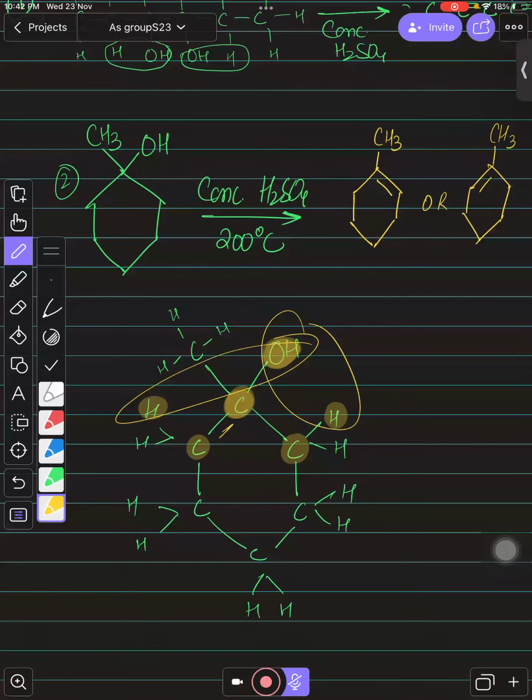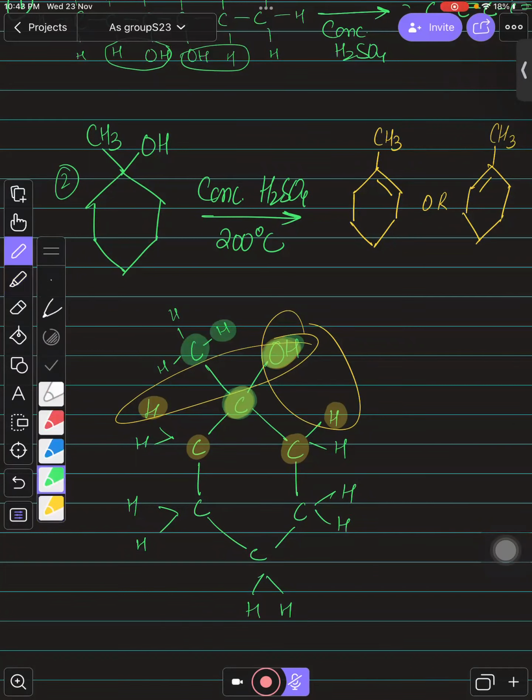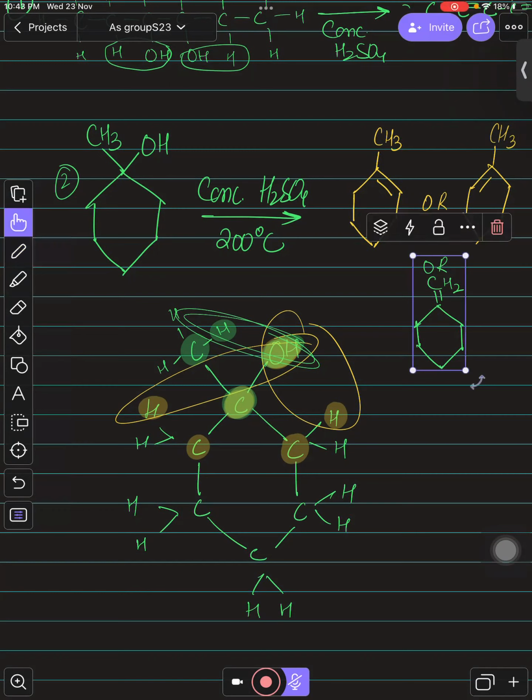Right or not? Yeah. And one more thing you need to think about. Why did you not think that if you focus over here, this carbon has hydroxyl and the adjacent carbon has H, so even these two can be removed as well. So the structure can be like this as well. What do you say? Is that right or not? Yes, sir. So these are the things you need to think about over here.